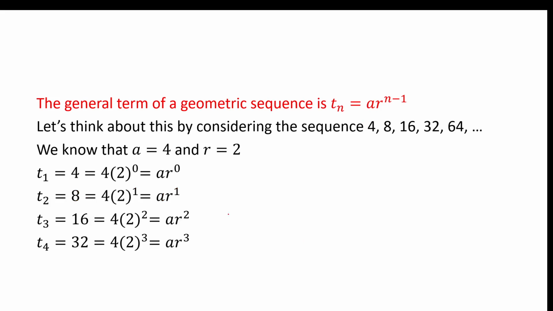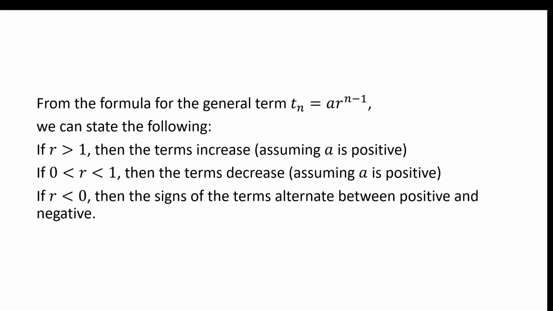The first term is really AR to the 0. The second term is AR to the 1. The third term is AR squared. The fourth term is AR cubed. So what we've done there is kind of a casual establishing of the rule that Tn will always be equal to AR to the exponent n minus 1.